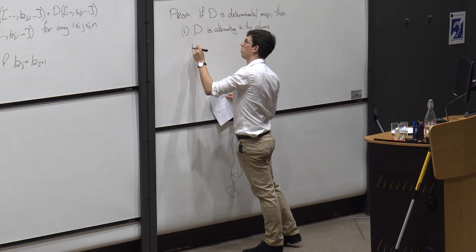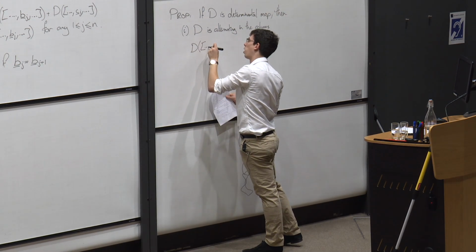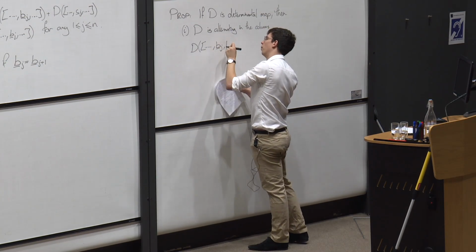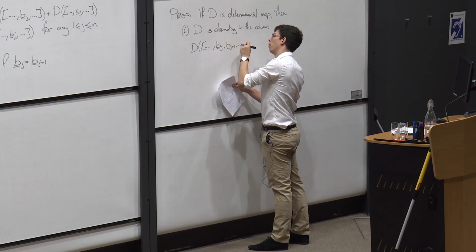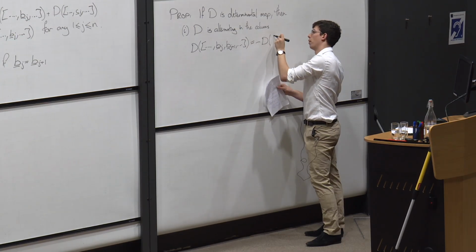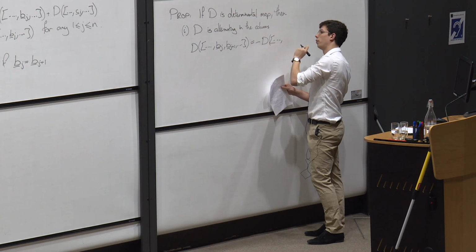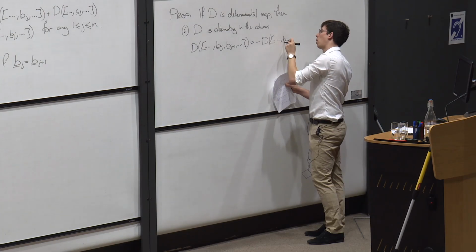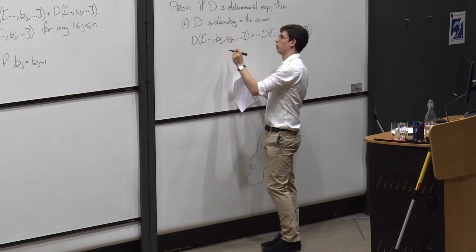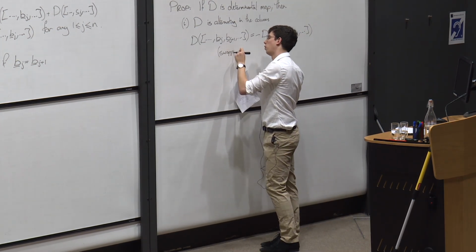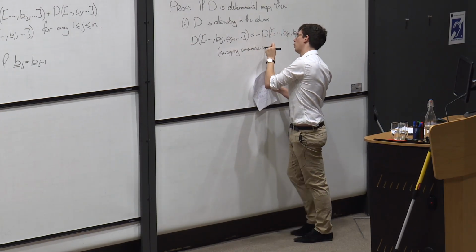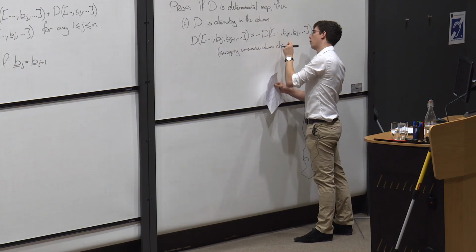So D of some matrix with columns bj and bj plus 1 is equal to minus the determinant of the same matrix if I swap the columns. So swapping two columns just changes the sign.